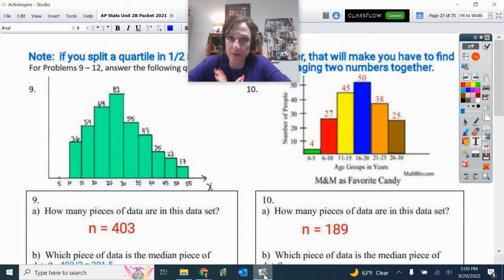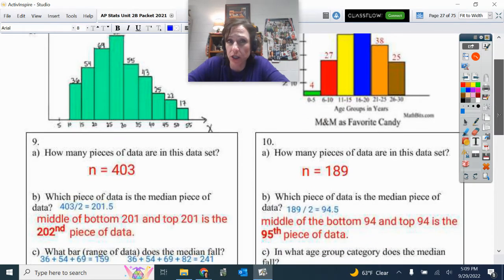All right, I updated this problem in 2022. So here is the corrected 9 through 11 or 9 through 12. So here we go. On this first problem, we counted these numbers that were in each of the bars. So that was how many times those pieces of data occurred. That made a total of 403 pieces of data.